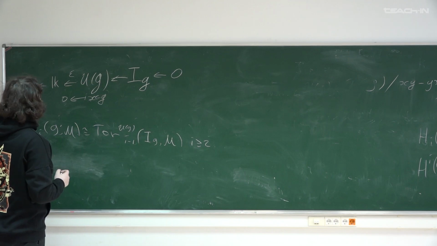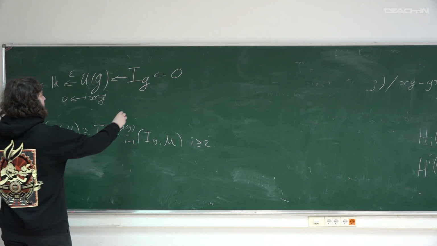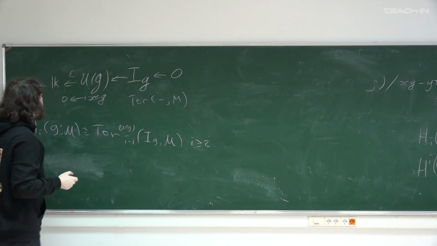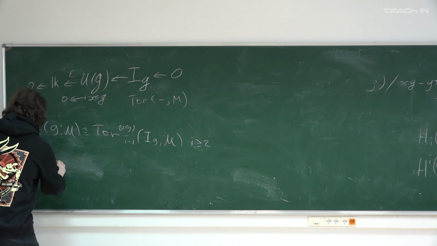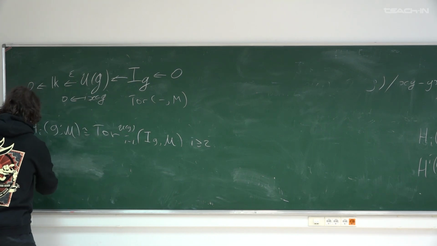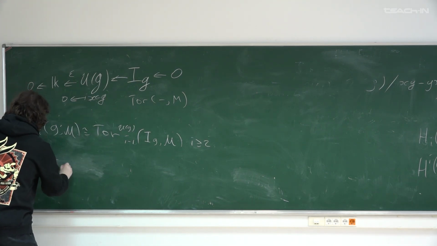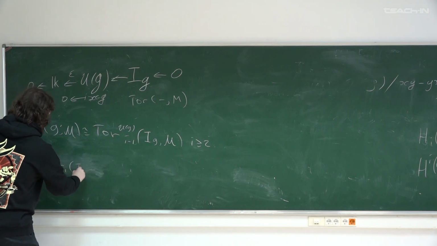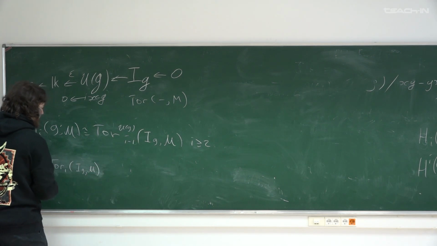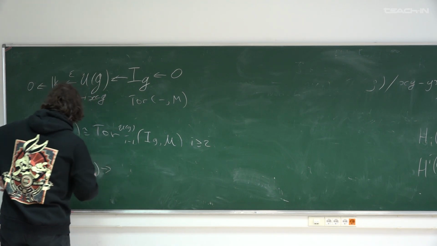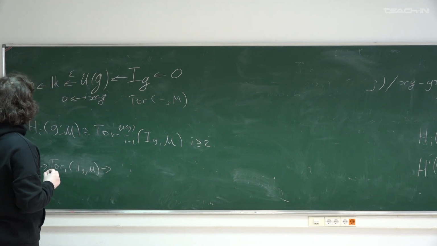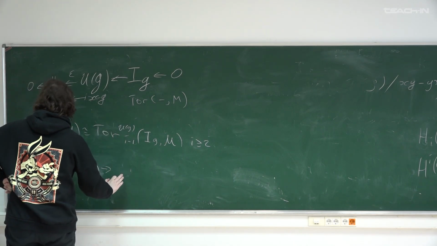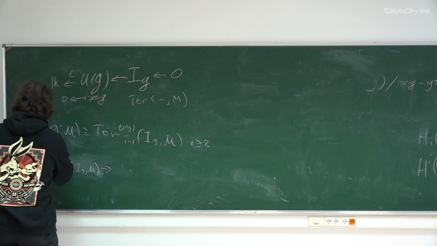What is the long exact sequence in Tor? I apply Tor with M, I obtain 0, then Tor EG M. No, it goes to 0, yes, and it's second homology, yes, sorry.